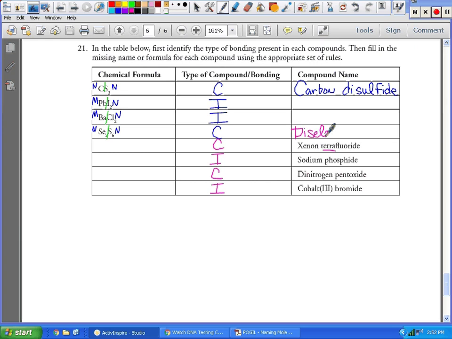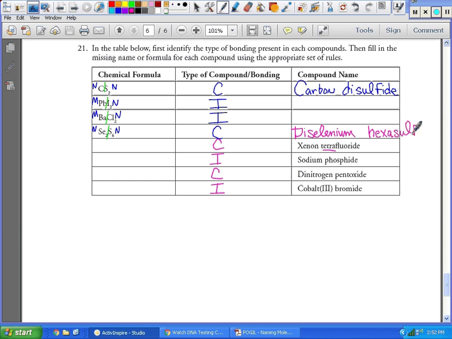Okay. When does the second one need a prefix? Always. Okay. So sulfur needs a prefix, right? What is the prefix for 6? Hexa. So it's going to turn into diselenium hexa what? Sulfide. Very good.